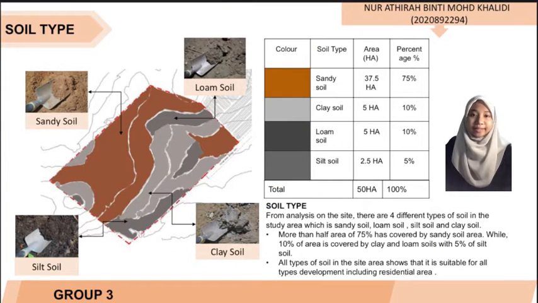From soil plan data, we can see that they have 4 different types of soil. First, they have sandy soil. They are easy to work with and have quick drainage.